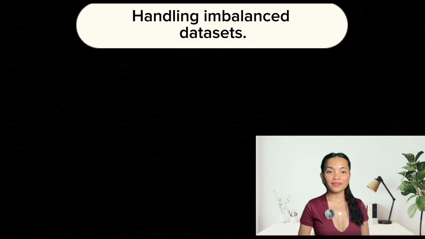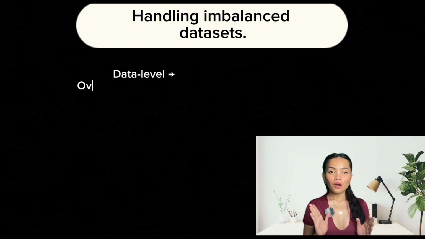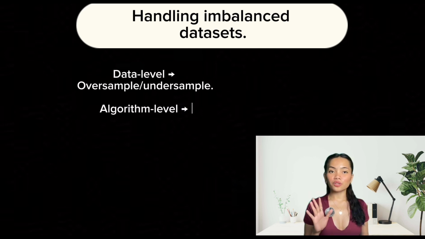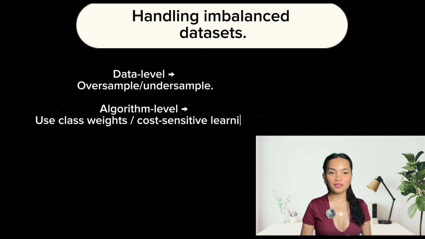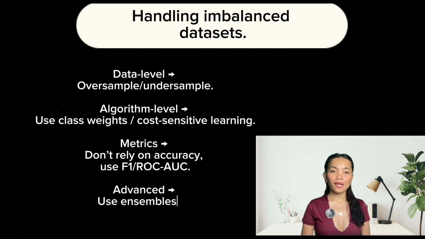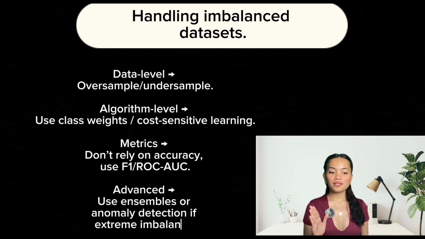Handling imbalanced data sets. First, data level approaches: oversample or undersample. While for algorithm level approaches, use class weights or cost-sensitive learning. For evaluation metrics, don't rely on accuracy, use F1 or ROC-AUC. Last one, for advanced methods, use ensembles or anomaly detection if extreme imbalance.